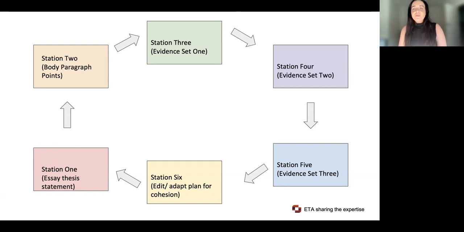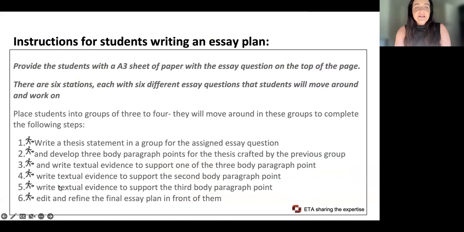We stand up and move to our 5th station, station number 5, which is our final evidence set. At station number 5, they're going to write their textual evidence to support the 3rd body paragraph point. So this is the final body paragraph point and gives them essentially the bones of their essay ready to be able to write. They will need at this time at least 5 minutes because they are engaging with the work of 4 previous stations.